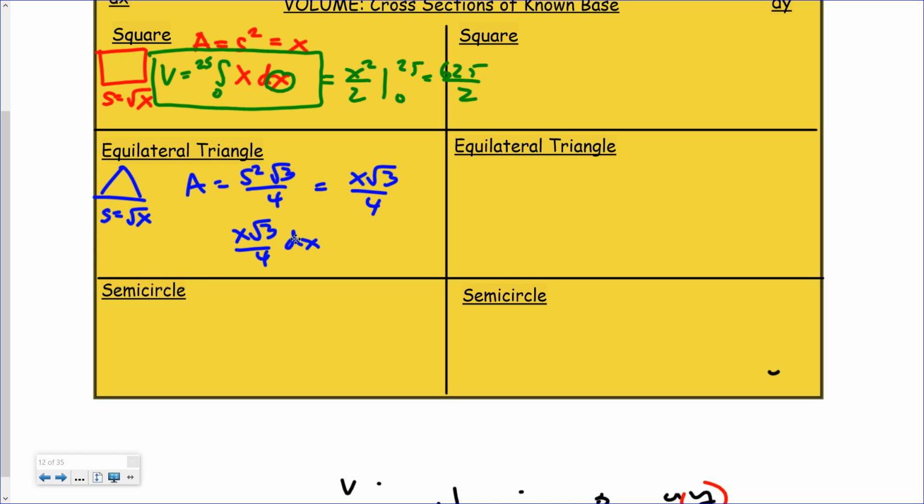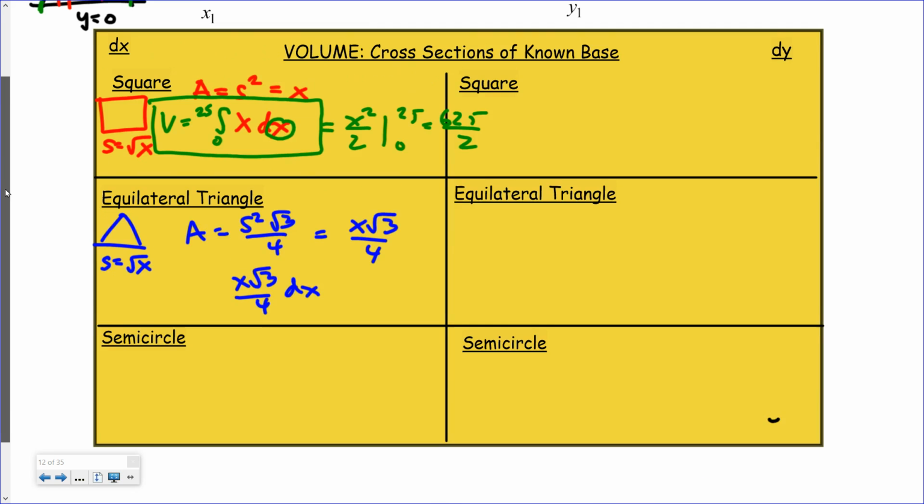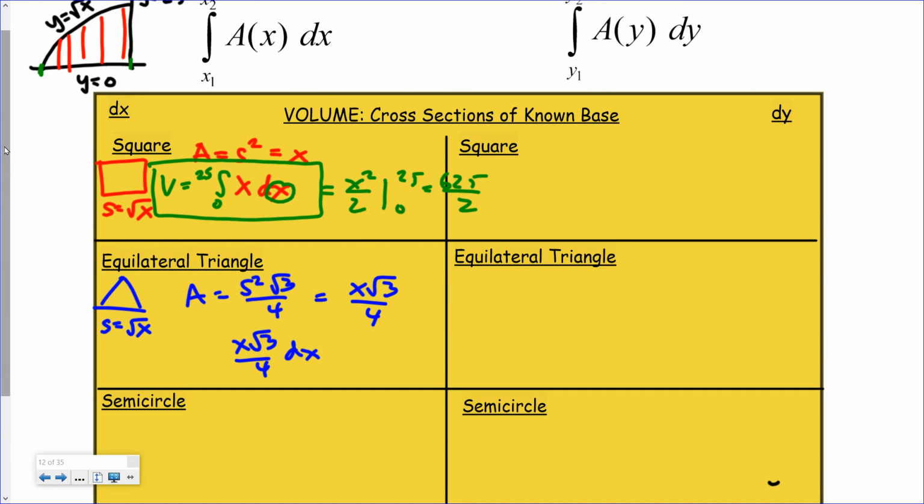That's one volume, but I don't want just one volume. I want that whole refugee camp. I want that whole thing. Does that make sense? So one volume is x square root of 3 over 4 times dx, but the whole thing will go from, you guys see it, 0 to 25. So the limits actually turn out to be the same. And this will be from 0 to 25. Remember, this is an x dx, so it's x limits.